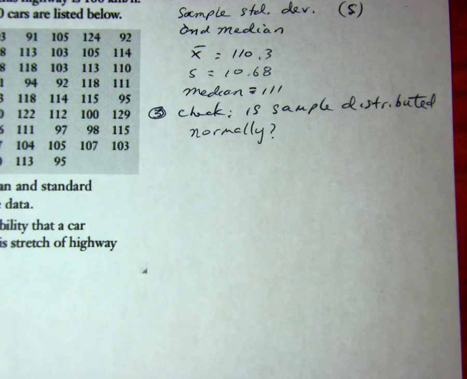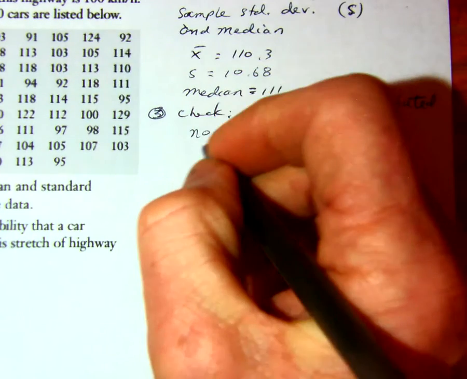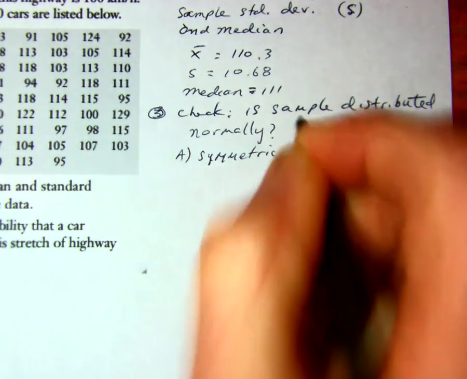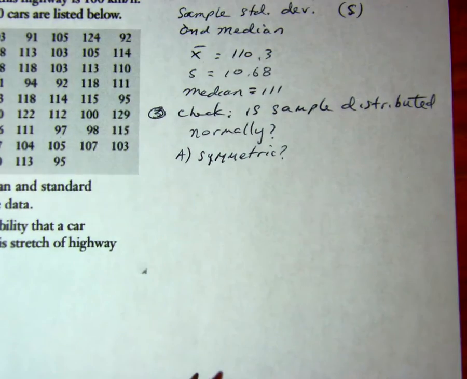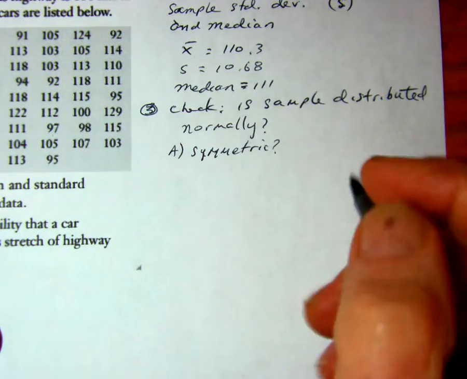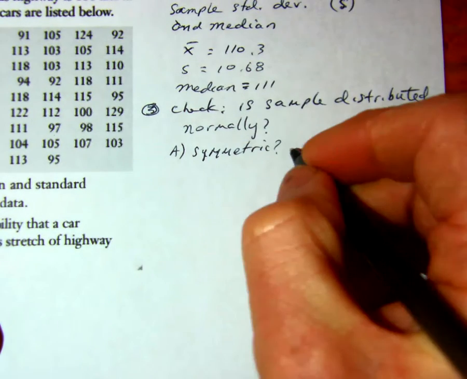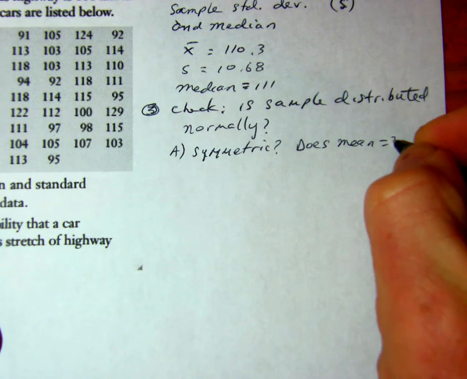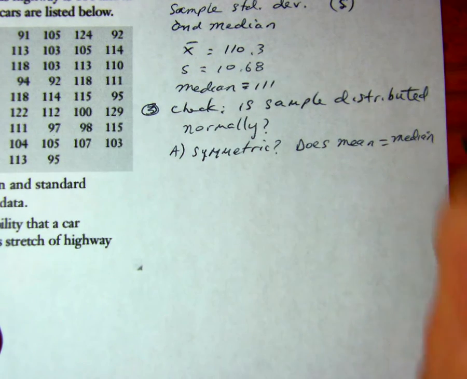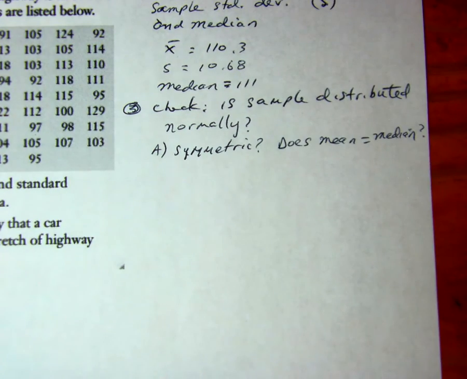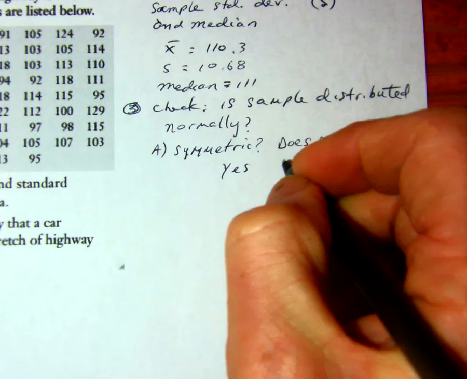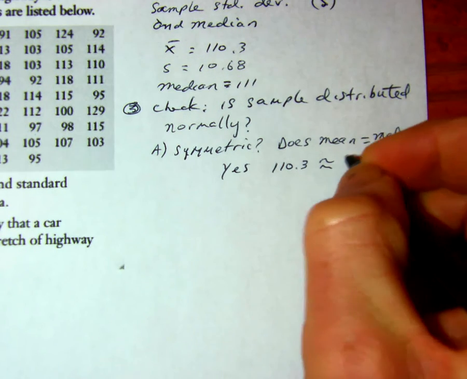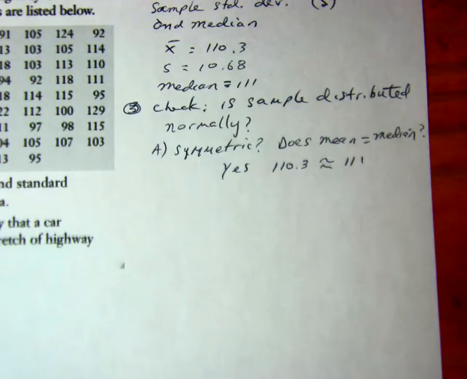Can somebody say the median and the mode are all the same? Yeah, it's basically, is it symmetric? Is it symmetric? So we're not going to look at every single point, but a good way to check if it's symmetric is, does the mean equal the median? And the answer is yes. Roughly, we have the mean is 110.3, the median is roughly 111. So yeah, we'll assume it's symmetric.